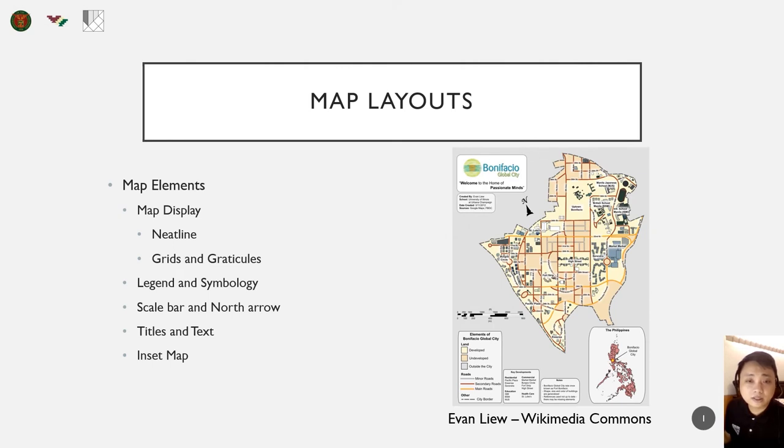So let's discuss a little bit about maps and what they look like before we proceed with making our own. Maps usually have certain elements aside from just the main data or the main map view. In our map display, we can have the neat line, grids and graticules, legends and their corresponding symbologies, scale bars and north arrows, titles and accompanying text, and inset maps.